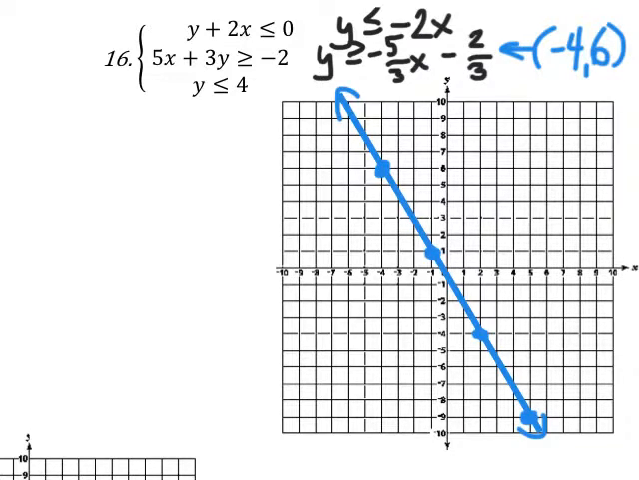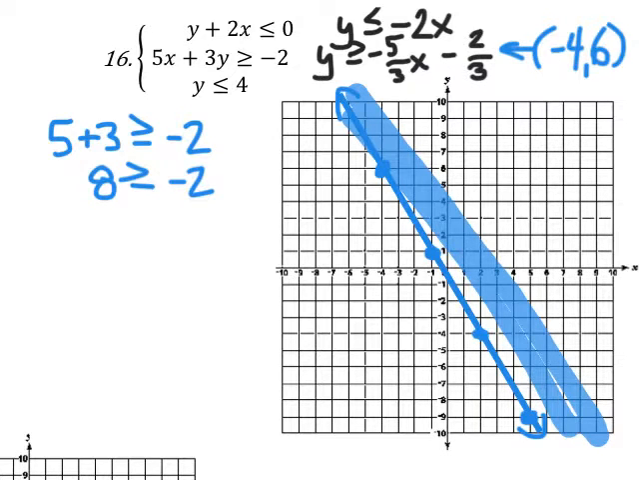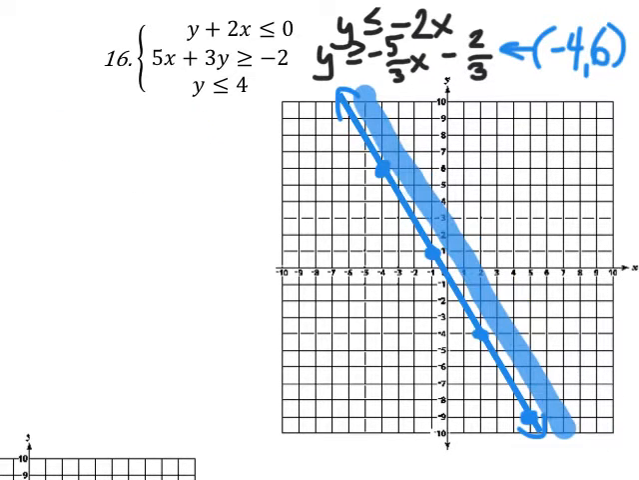And 1, 1 is not going to work for this. We can see you'd have 5 plus, oh, I'm sorry, it is going to work. Negative 2, so 8 is greater than or equal to negative 2. So I'm going to shade above this line. And again, I just have that there just so I can remember where I need to shade once the drawing is done, okay?